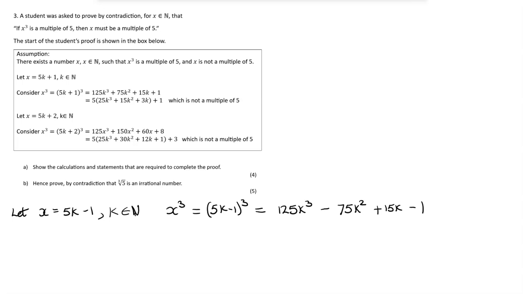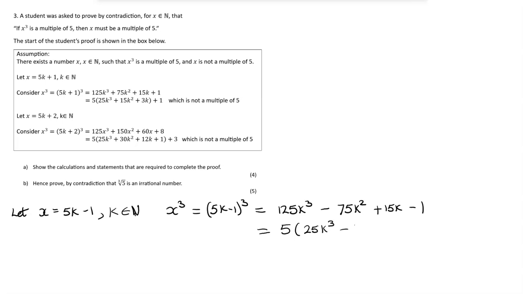When it comes to the 15k, that will still be positive like it was before, because you'll be doing 3 choose 2 times 5k times minus 1 squared. Because you're squaring a negative, it's going to be positive. And the final term is just minus 1 to the power 3, so that's going to be minus 1. Then you can just factor out as I did before.